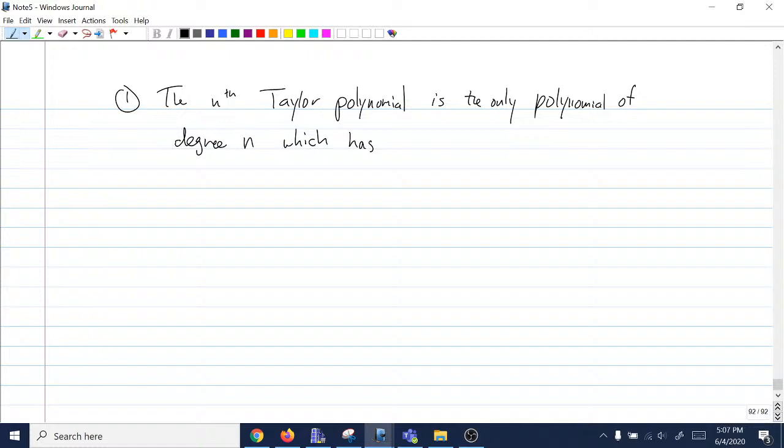Where is the definition of T sub n? Yes, it is the only polynomial of degree n, let's name the polynomial p of x, which has that if you take k derivatives of T at x naught, or if you take k derivatives of p at x naught, they are the same for all k equals 0 to n.